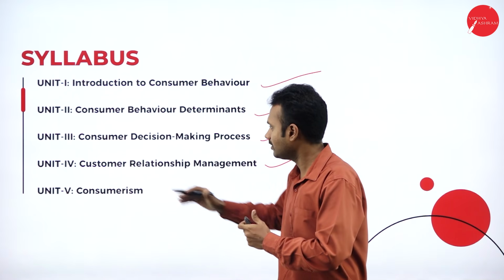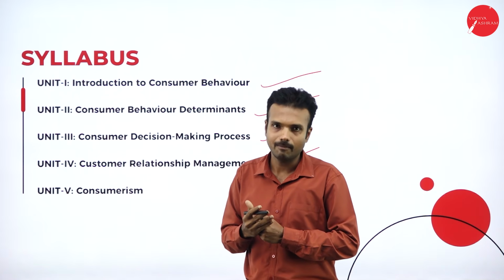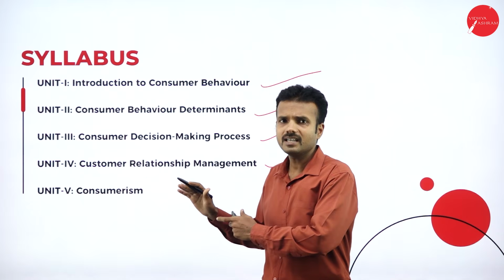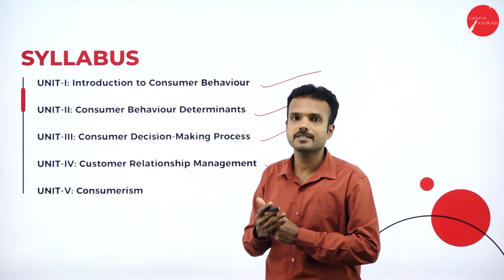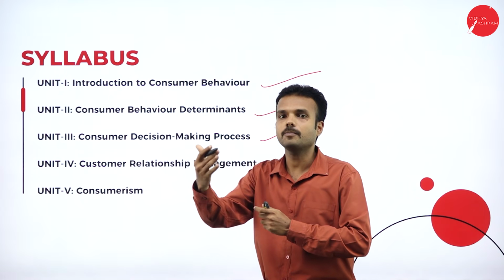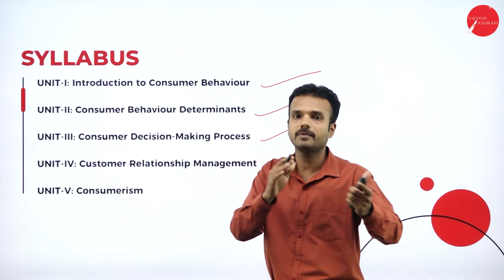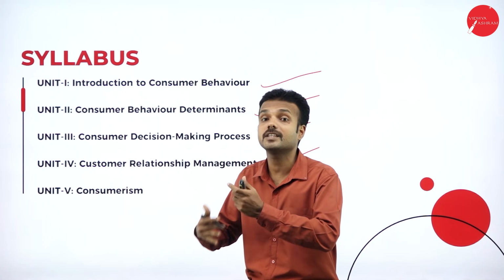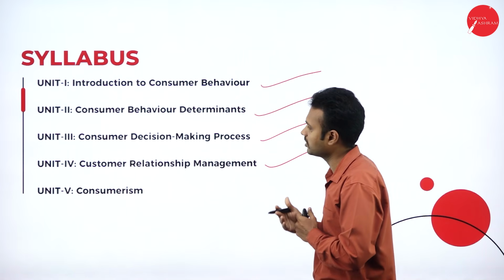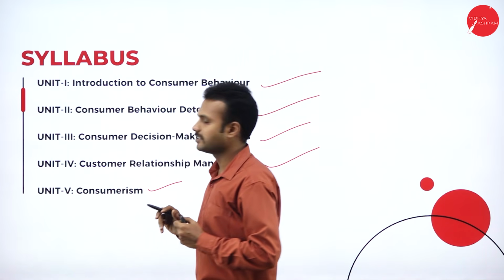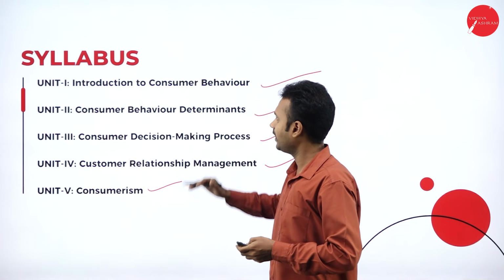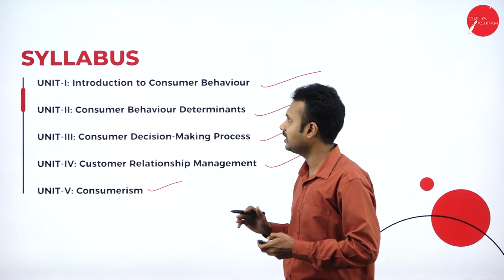The third one is customer relationship management. Here, it is not only important to sell the product to the customer, but also to retain the same customer for a longer period of time and maintain a good relationship with the customer. That is customer relationship management, followed by consumerism. So these are the 5 units that should be covered.